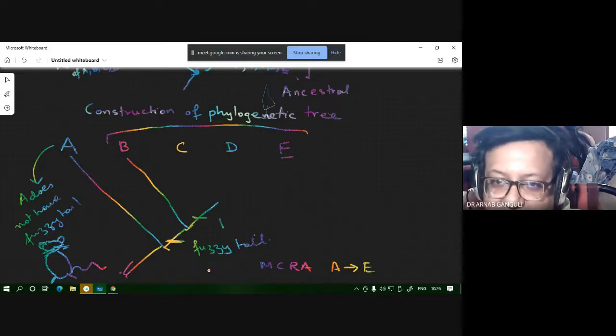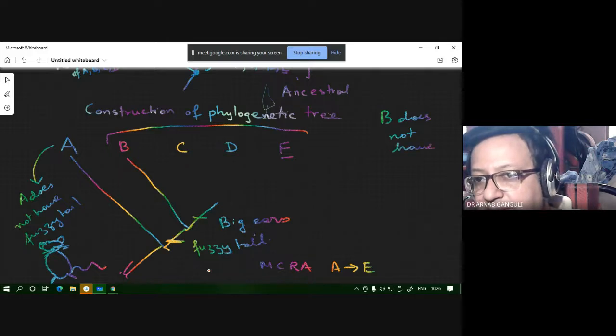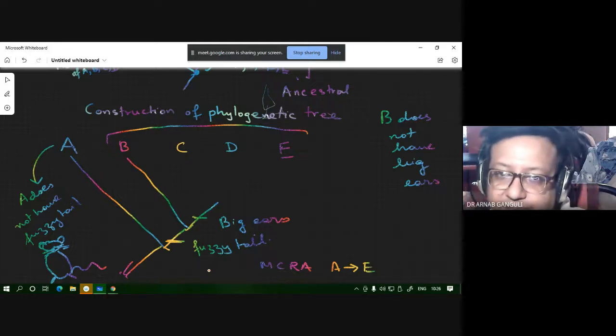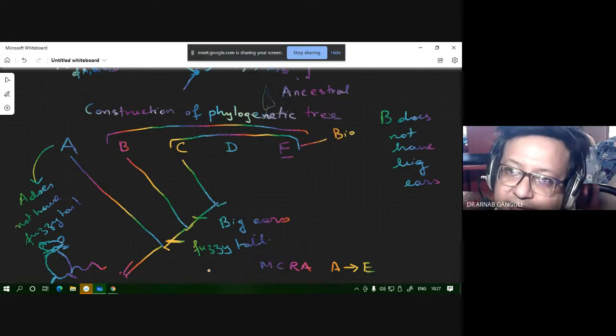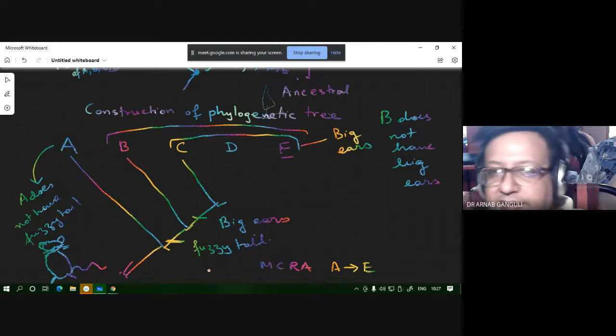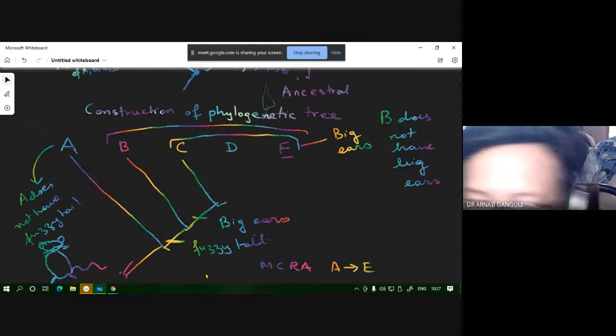Now B does not have big ears. C, D, and E, they have big ears. Am I clear? Okay. Next character we are seeing is whiskers.